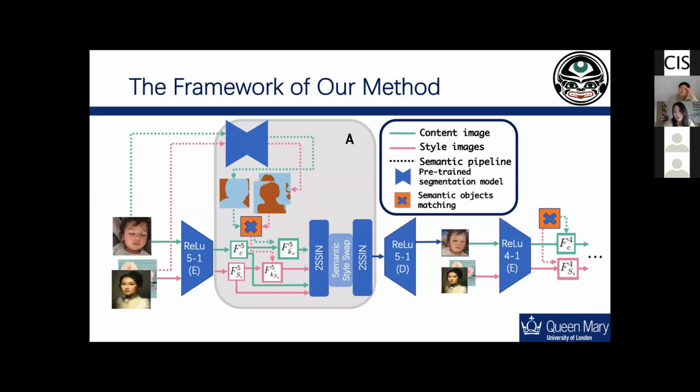Our style transfer module is inspired by classic adaptive instance normalization. This module includes two blocks of two-step semantic instance normalization and one block of semantic style swap. Then after 5 iterations, the final synthesized feature is decoded into a stylized image. There are 5 iterations because VGG19 has 5 convolutional layers.